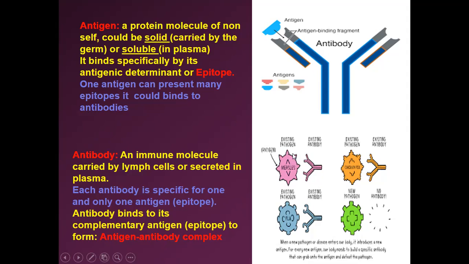Look at the complementarity between the antibody and the antigen. This is the antigen. Here we have no antibody, like coronavirus, for example. We have no antibody, till now, that can fight this virus. So the immune system adapts and develops the antibodies that are able to neutralize and block the virus or the germ.